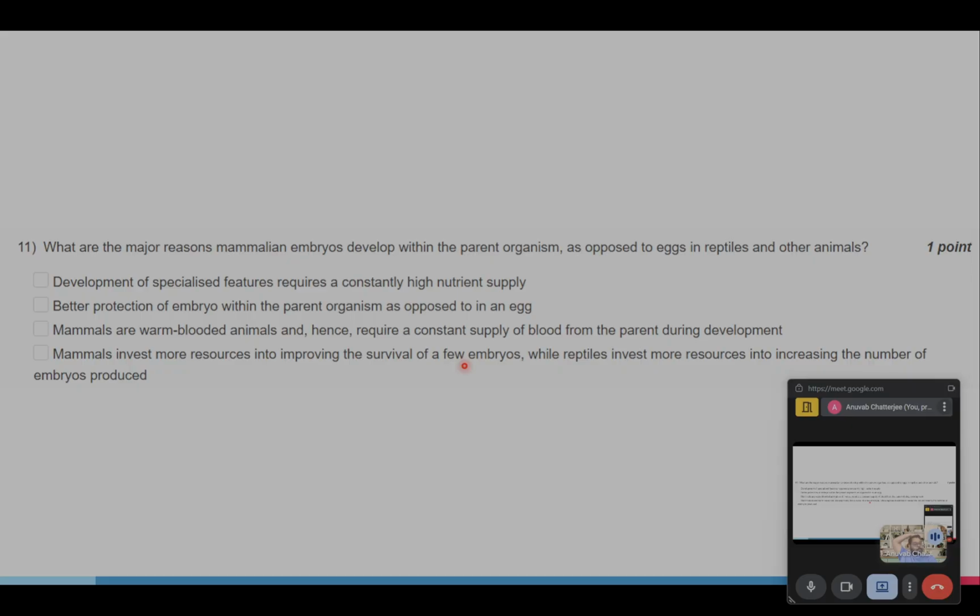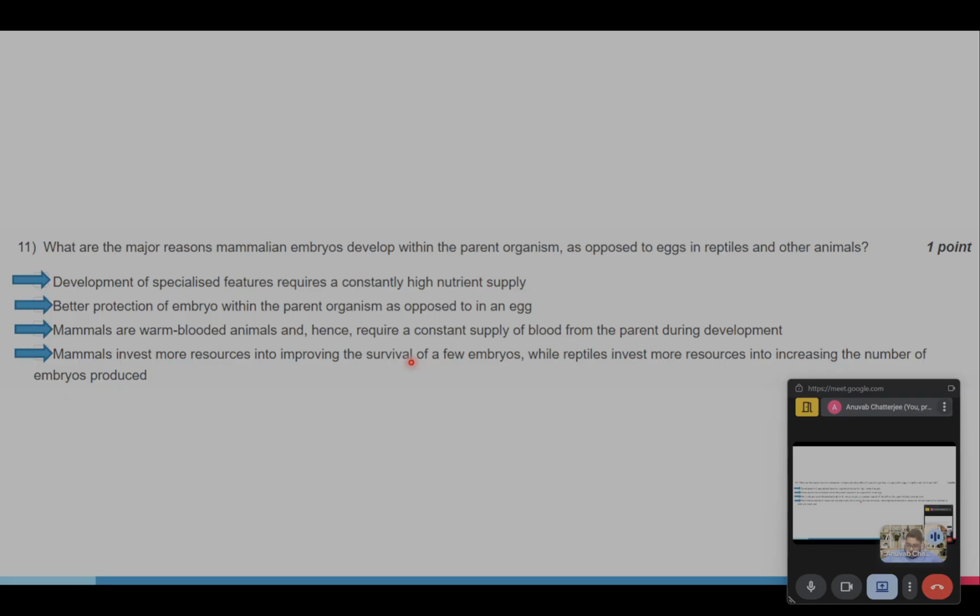This is also true, as you know, that in case of humans, most of the time it is only going to be one embryo that grows out in one gestation period, whereas in case of reptiles, you have multiple eggs being laid, and it is just quantity over quality rather than the other way around in case of mammals. So I will just give you the correct option.